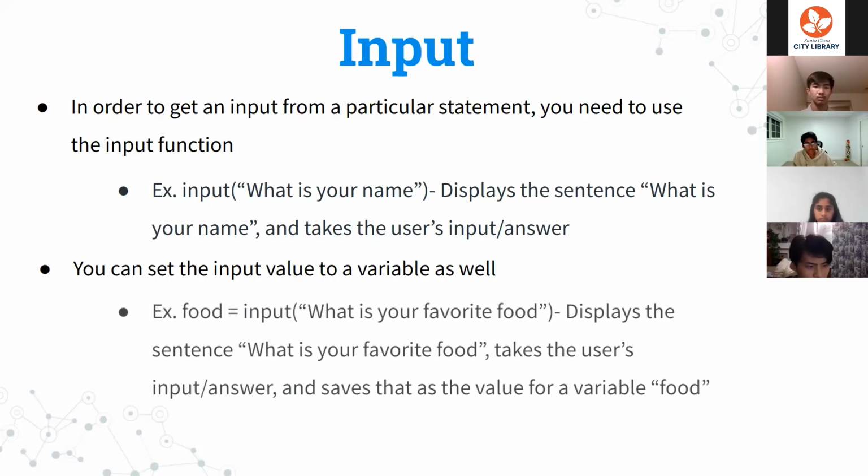We can set the input value to a variable as well. So if you want to display, for example, a variable that you made that's in your code, and it says, taking example from the list, what is your favorite food? If we want to display that, and the variable that has the value, what is your favorite food, is named X, you can just write X into the parentheses, and it will display the value of your variable.